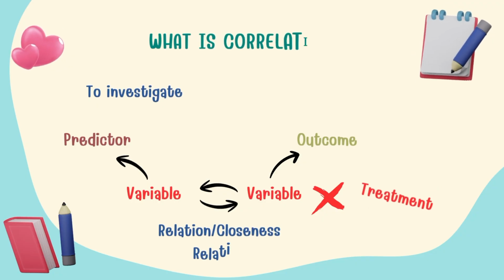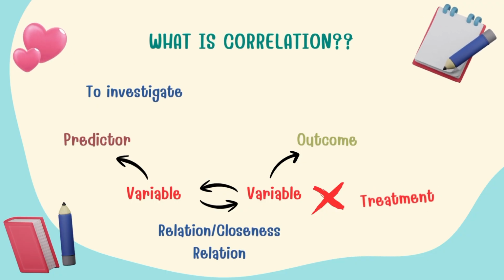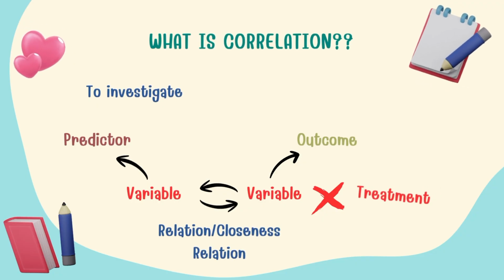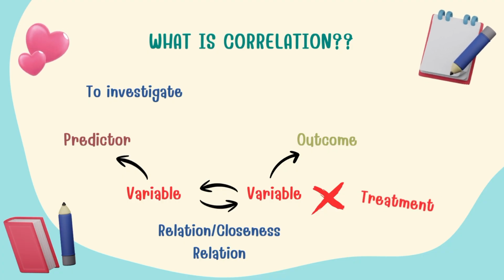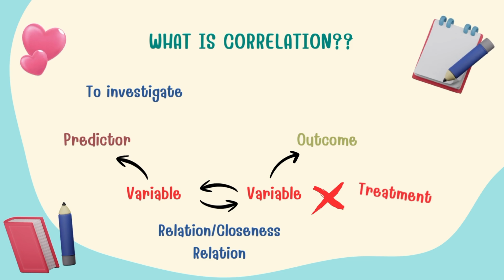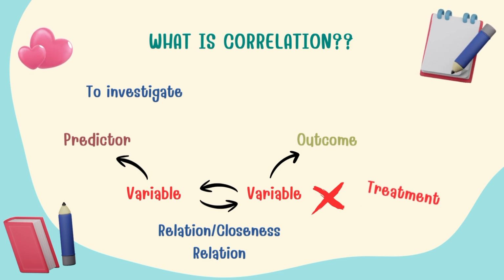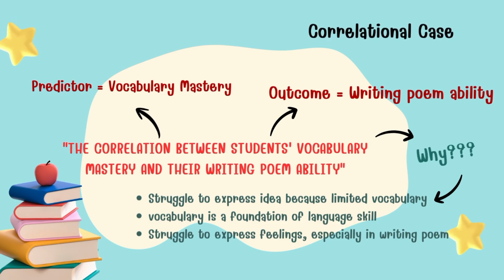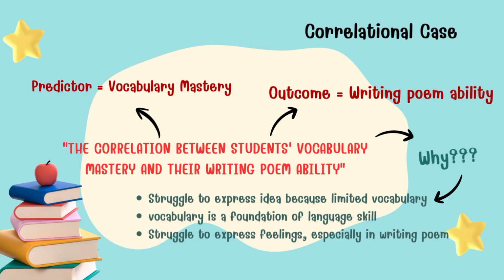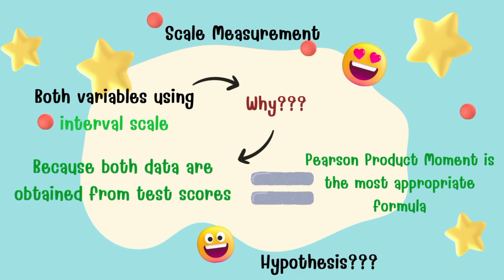Now we talk about the correlational research design. Correlation is a research design to investigate the relation or the closeness of the relationship between two or more variables without any treatment. I conduct my own title for the correlational case, which is the correlation between students' vocabulary mastery and their writing poem ability, with the predictor being vocabulary mastery and the outcome being the writing poem ability.